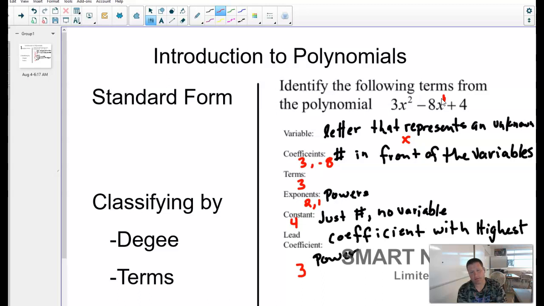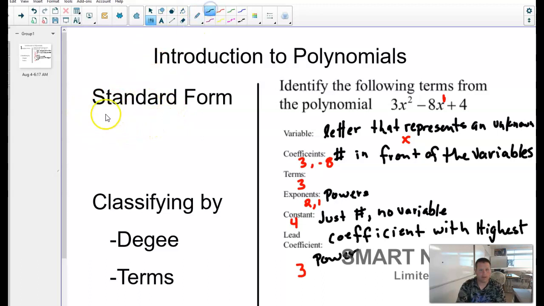Okay, so you need to be able to know what variables and coefficients are, and what a constant is. Those things help you a ton in this case. You also need to know how to put something in standard form.